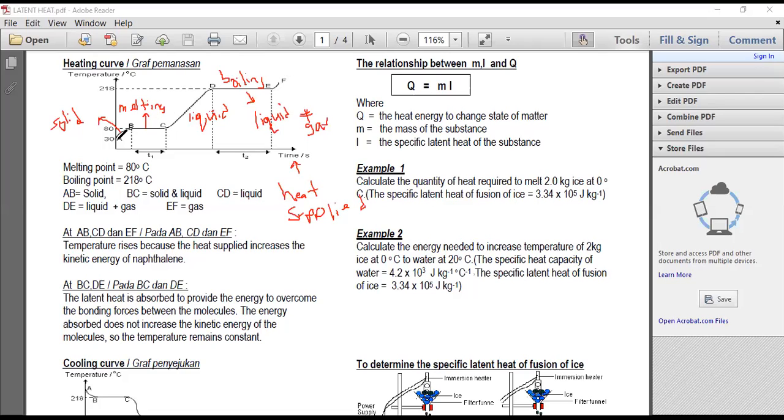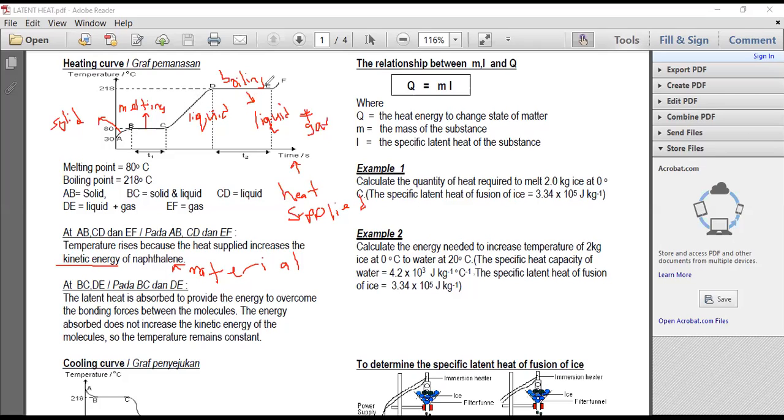So you see that during solid, liquid, and gas, when you supply the heat, the temperature increases. Why? Because during this time, the heat supply increases the kinetic energy of the material. Naphthalene is the material we use here, but it can be any other substance. So the kinetic energy increases when you supply the heat, which is why the temperature increases during solid, liquid, and gas.